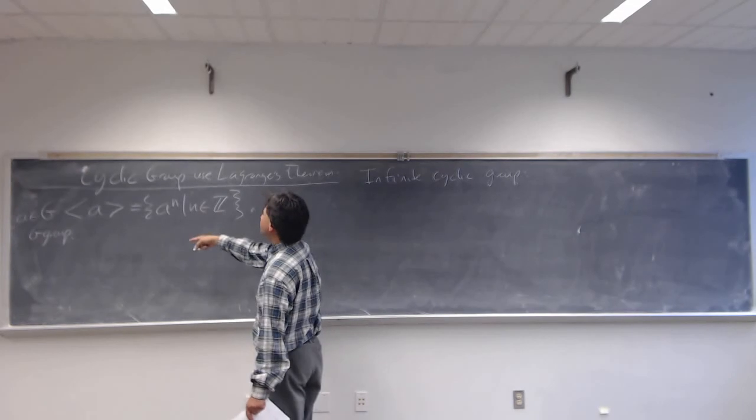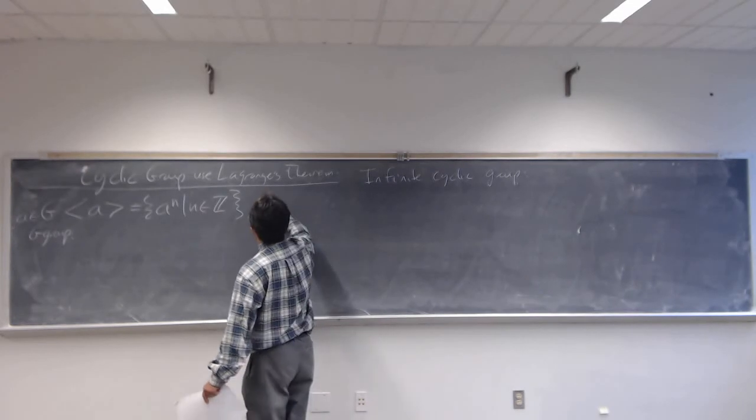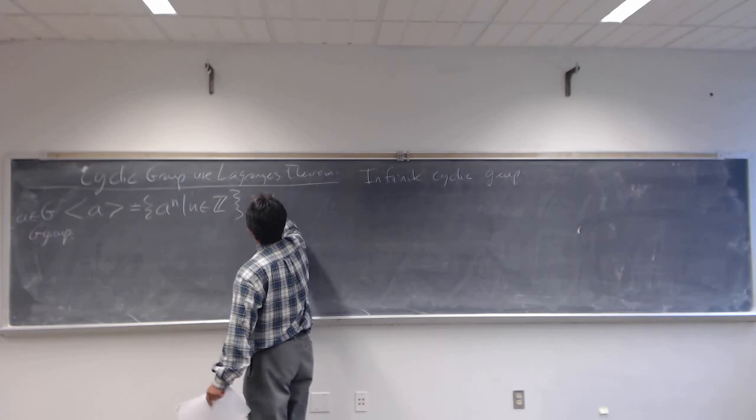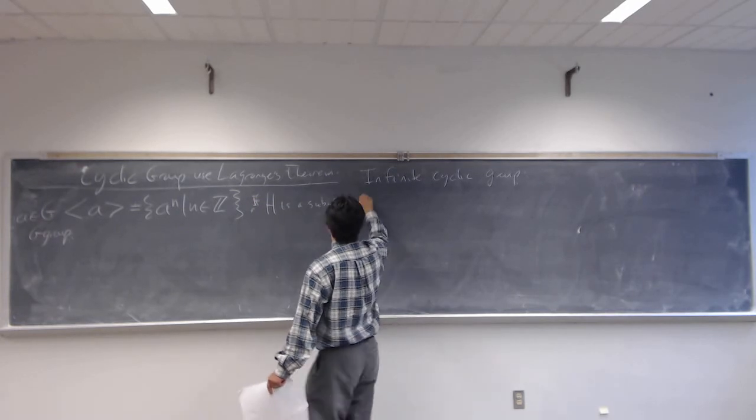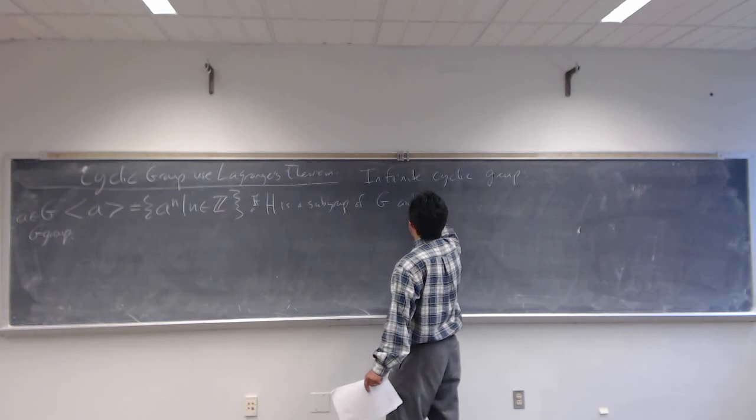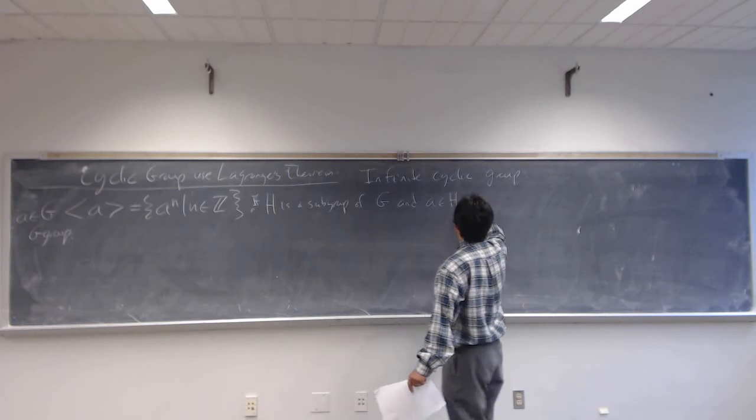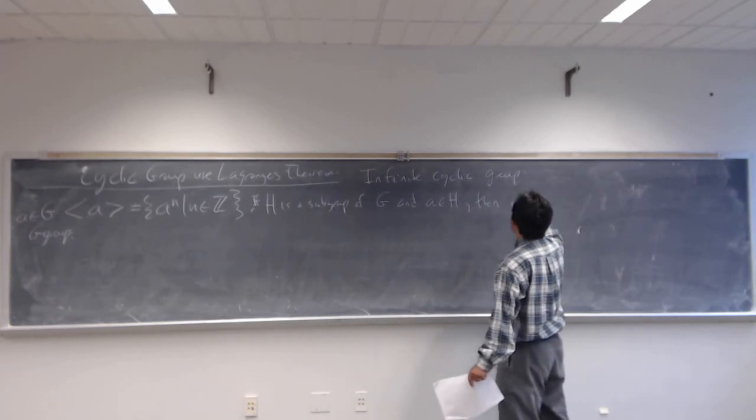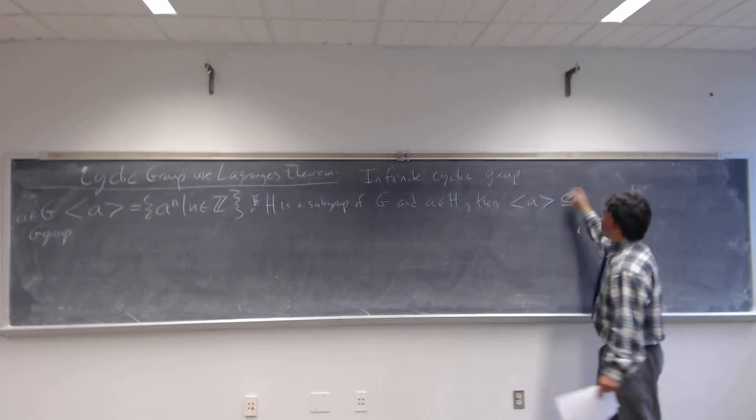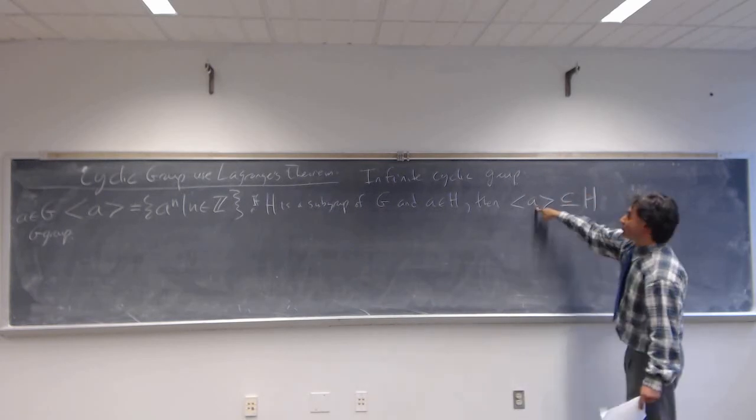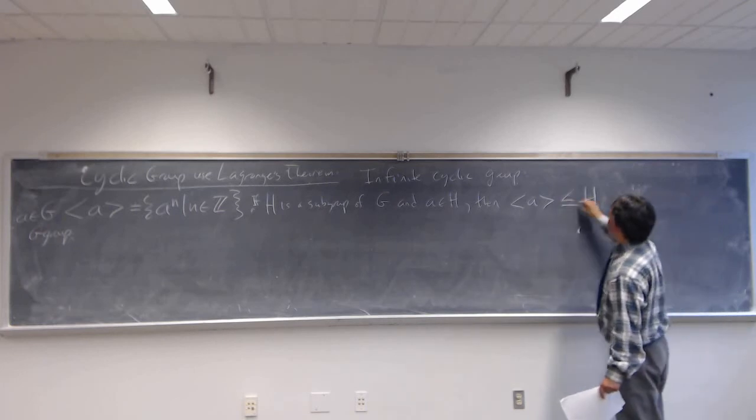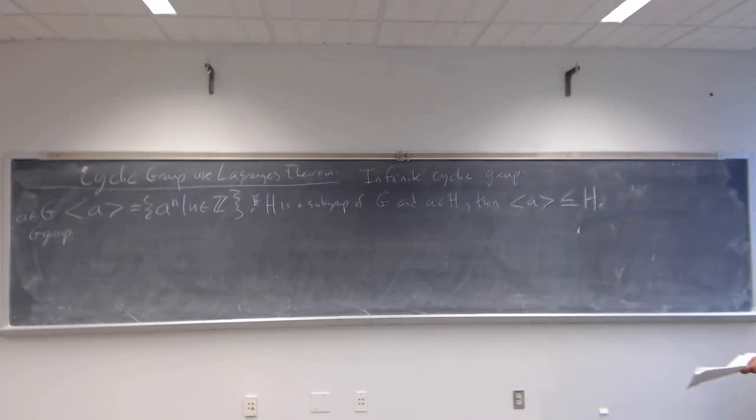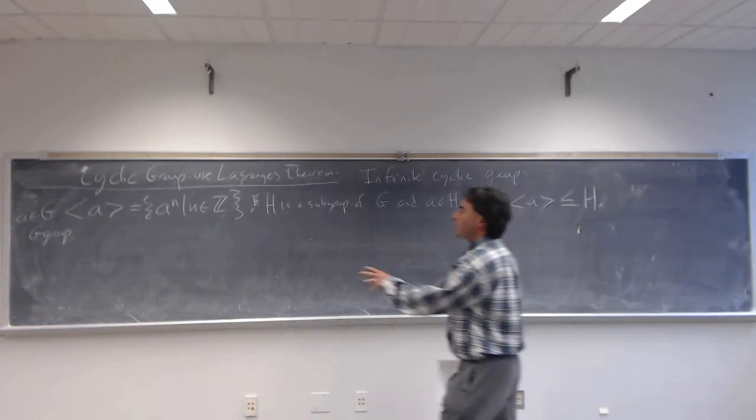So what's in this group? First of all, this is the smallest subgroup in the sense that if H is a subgroup of G and a is an element of H, then we must have that this set is contained in H, which is equivalent to it being a subgroup of H. So this is all powers of a.